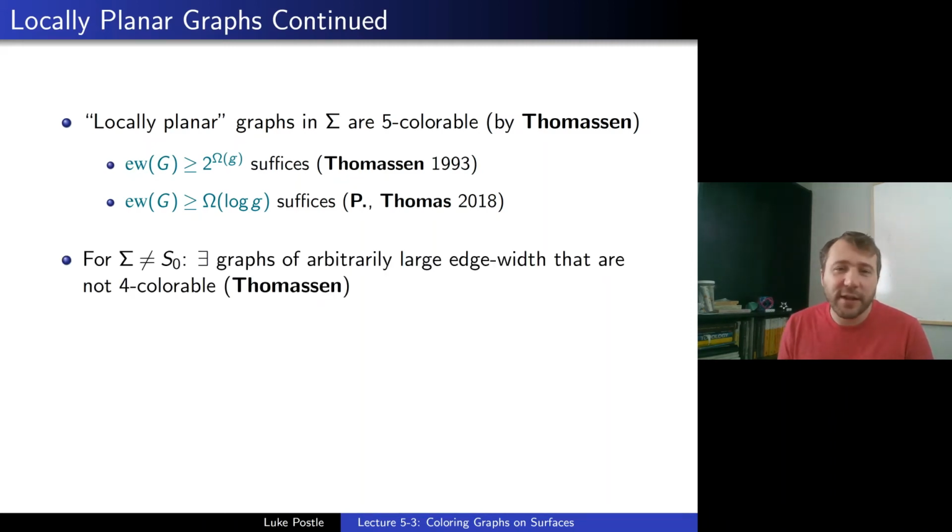What about for 4 colorable? The answer is no. Thomason showed that, again, if you're not the sphere, there exist graphs of arbitrarily large edge width that are not 4 colorable. So that's really the best we can do. It's something weird: the 4-color theorem is really specific to the plane. More generally, it turns out the 5-color theorem holds, and that's a rather deep theorem, that locally planar graphs are 5 colorable, but not 4, unfortunately.